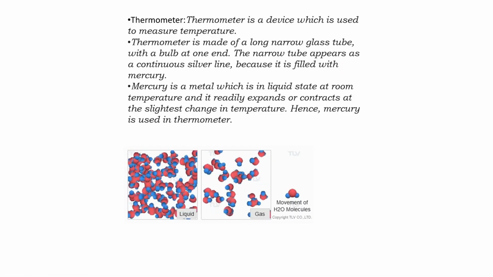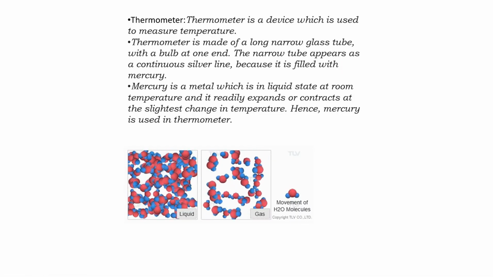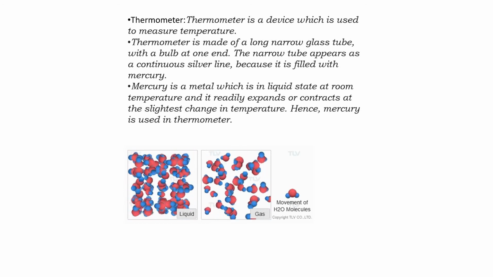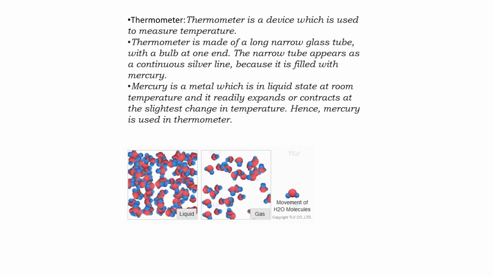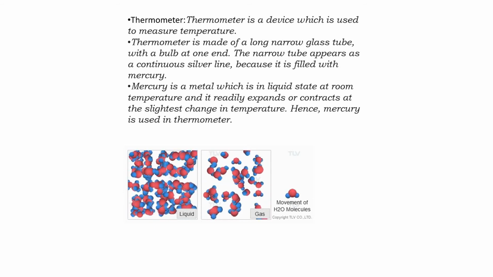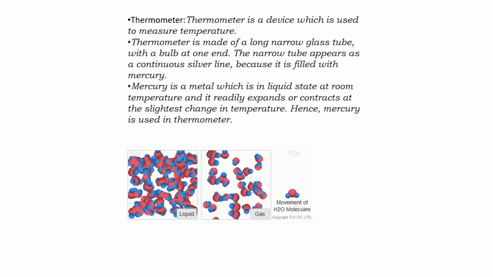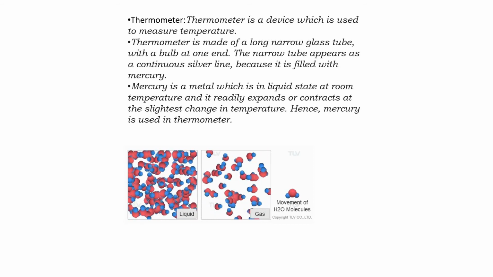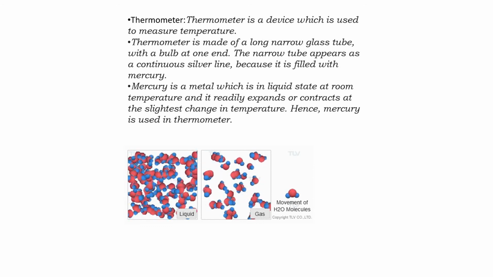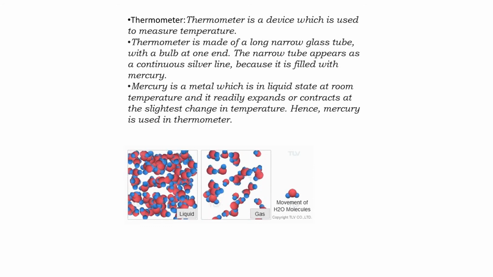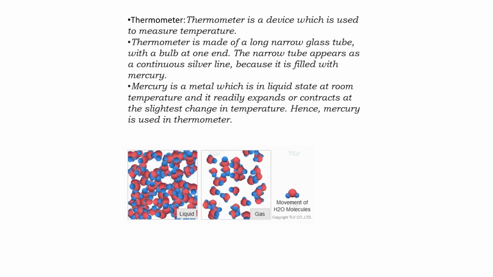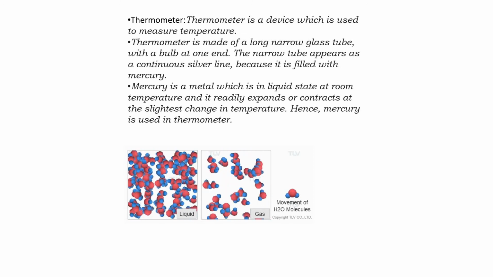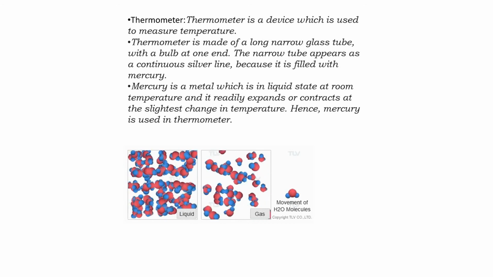We know the temperature is measured by a device called a thermometer, and it is made up of a long narrow glass tube with a bulb at one end. The narrow tube appears as a continuous silver line because it is filled with mercury. Mercury is a metal which is in liquid state at room temperature, and it readily expands or contracts at the slightest change in temperature. Hence mercury is used in thermometers because it has the capacity to change at the slightest change in temperature.